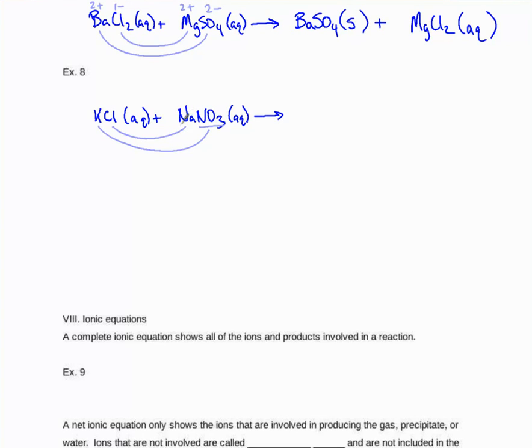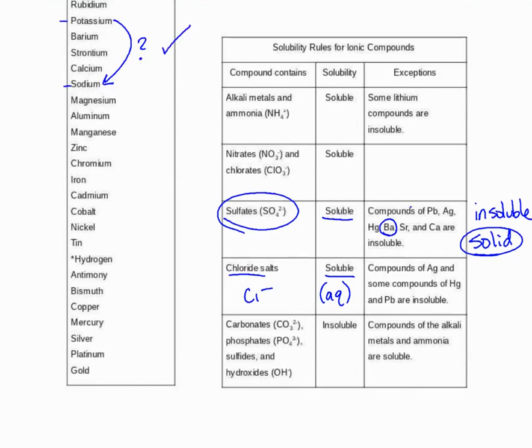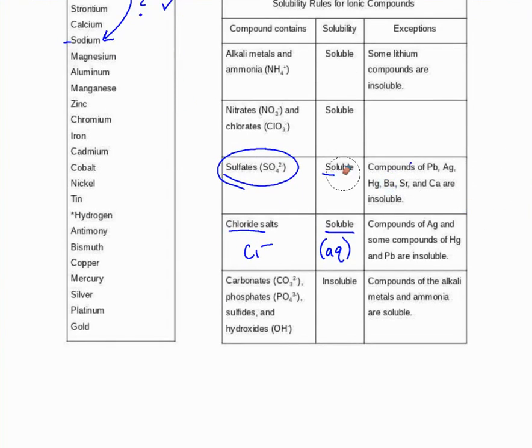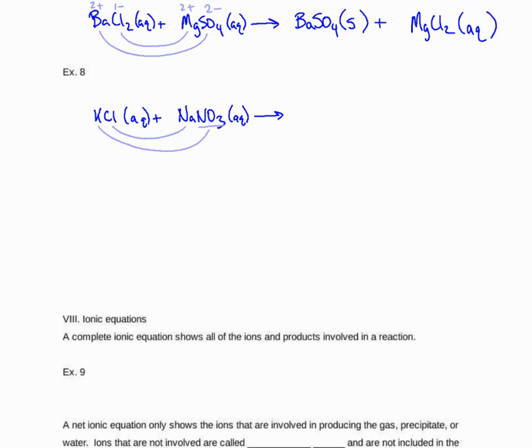So let's look at sodium chloride. And here we are with chloride salts. We said that they were soluble, or in other words, aqueous. And sodium is not listed in the exceptions. And so sodium chloride would be aqueous.